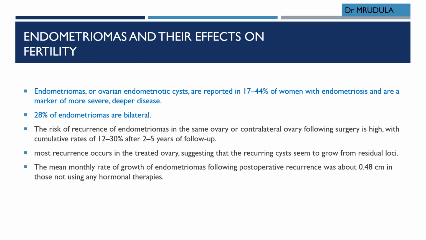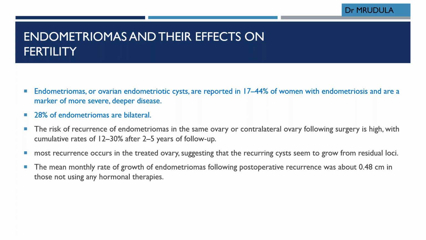Now, this is the most important thing that they have discussed in the talk in more detail: endometriomas and their effects on fertility. Endometriomas are reported in 17 to 44% of women with endometriosis, and it is a feature of severe and deeper disease. 28% of endometriomas are bilateral.